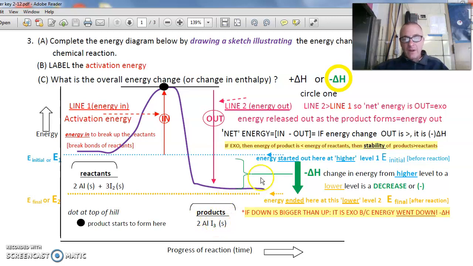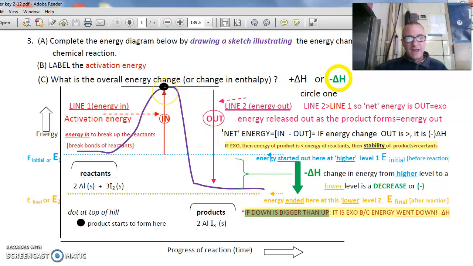Also, that is the important thing to recognize, the trade-off between energy and stability. Down here it says if the down arrow is bigger than the up arrow, it's exothermic. If the down arrow, the energy out, is bigger than the up arrow, the energy in, we know it's exothermic. There was a lowering of energy, and here is the net change right here. This is the net change. The blue line down to the orange line.